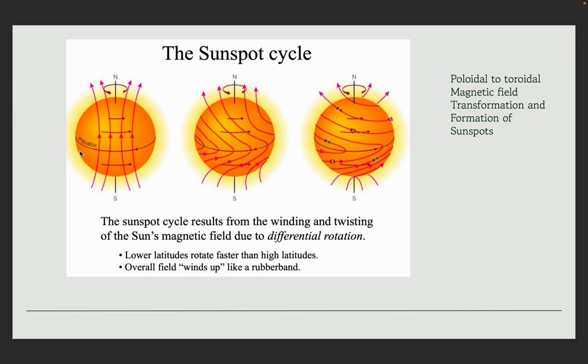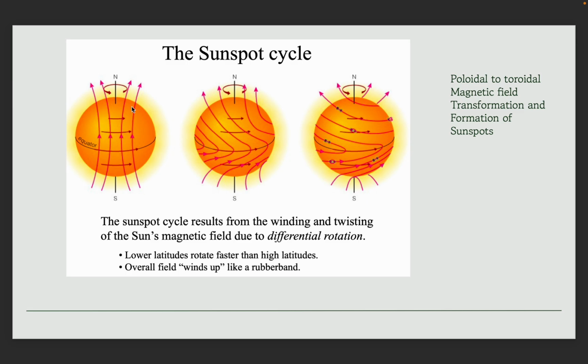The sun's rotation speed is not the same along the equator. Lower altitudes rotate faster than the higher altitudes. As a result, the magnetic field lines wind up in the sun like a rubber band, and different kinds of solar sunspot structures get formed. You can think of this as an example.